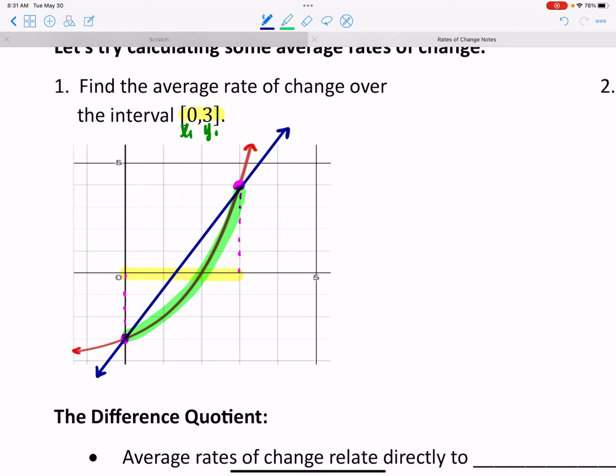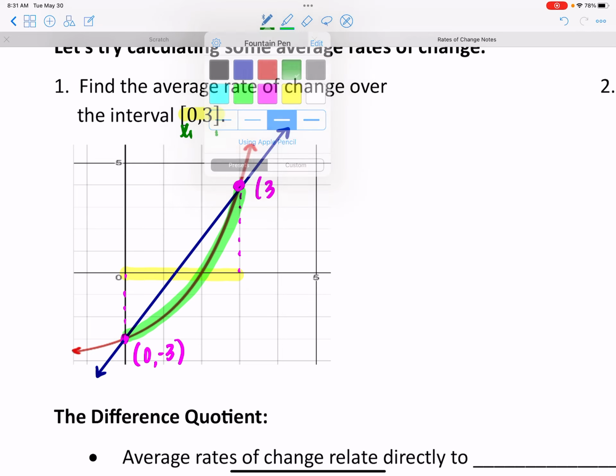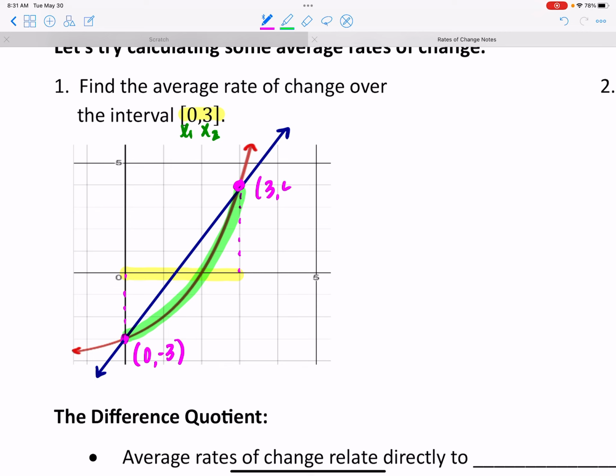Well, when we're finding the slope of a line, we're just using y2 minus y1 over x2 minus x1, so I need these endpoints. So this endpoint here had an x value of 0, which makes sense, and a y value of -3. And this endpoint here had an x value of 3. Oh, I put y there, this is x. Sorry. So this is 3, and our corresponding y value is 4.